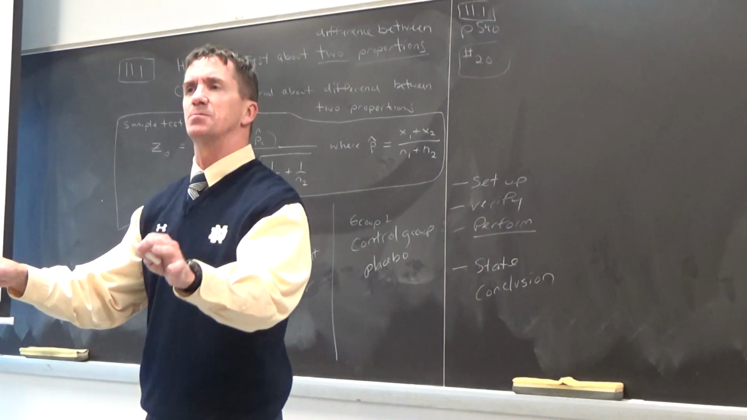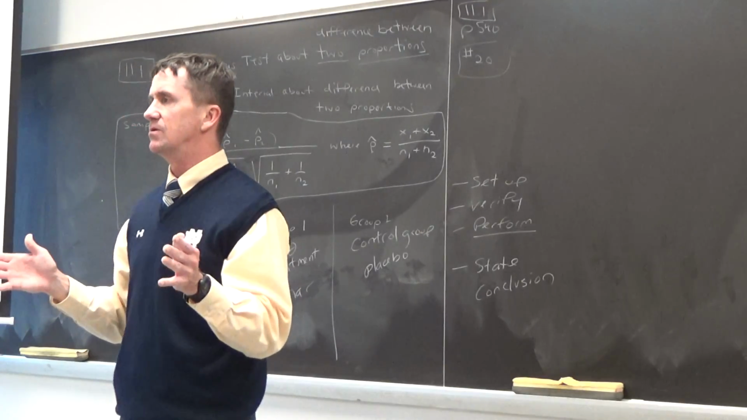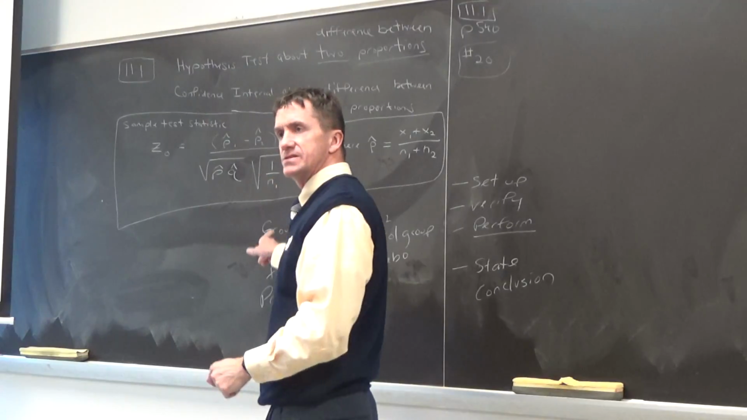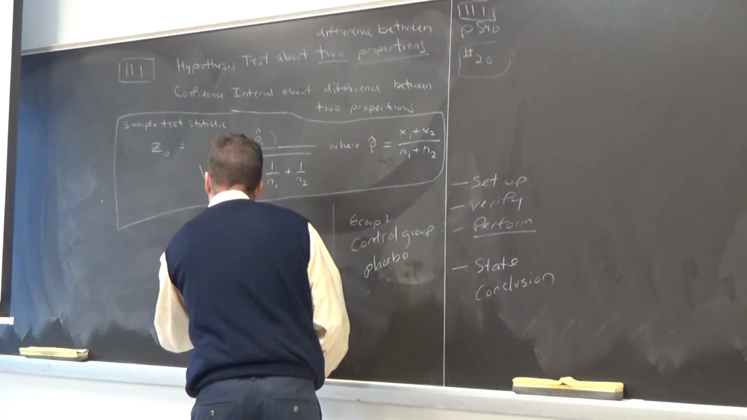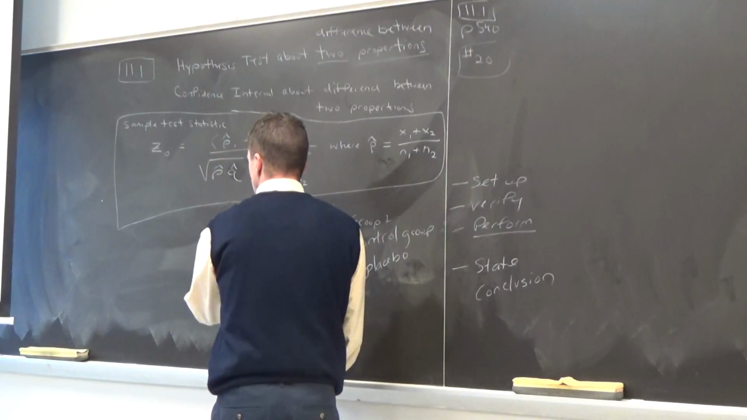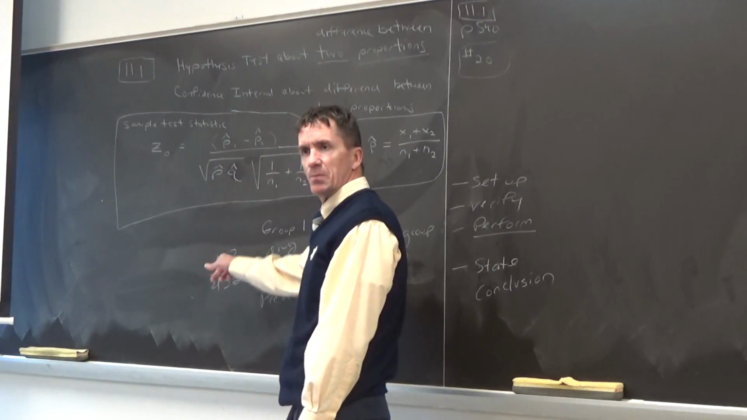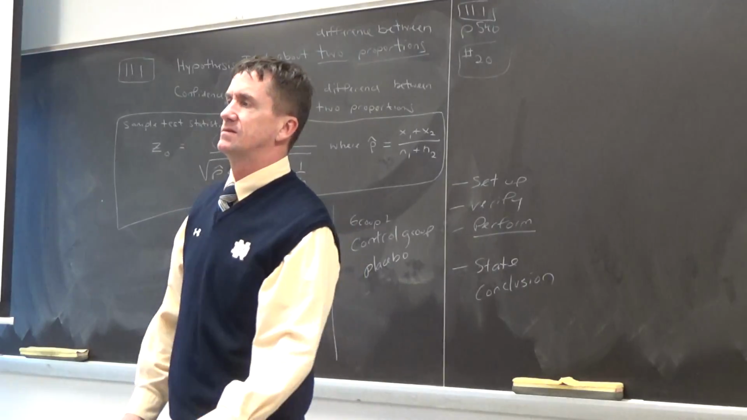The wording from the textbook: 137 out of 452. Don't we make that a p-hat? Yeah, so when you go 137 out of 452, you can think of that as 137 out of 452. This is group 1. That's your X, that's your N. That's the proportion who experienced drowsiness as a side effect.